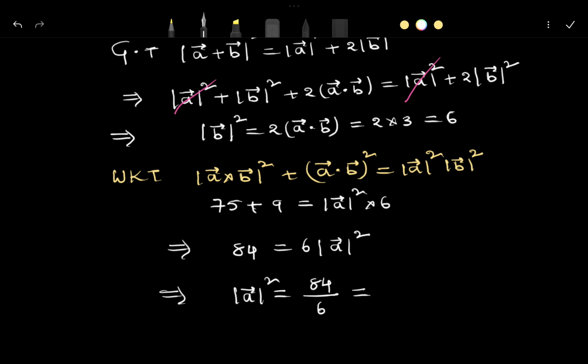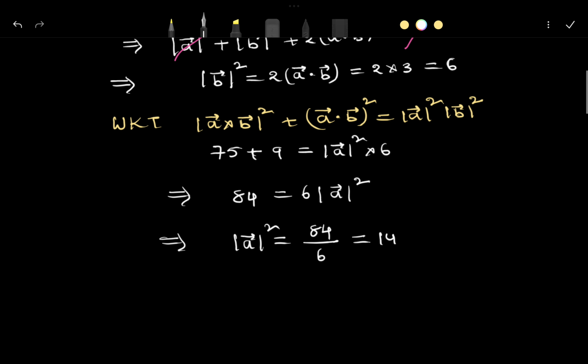84 by 6: 6 ones are 6, then 6 fours are 24. So modulus of a bar whole square is equal to 14, that is your answer. I hope everybody is clear on this problem.